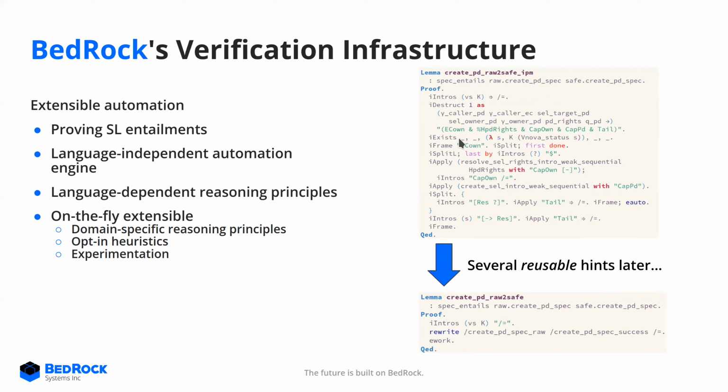We've seen this a lot of times for actual C++ programs. So we write an abstraction, like a collection or something like that, and then we derive hints that help us reason about uses of that class.